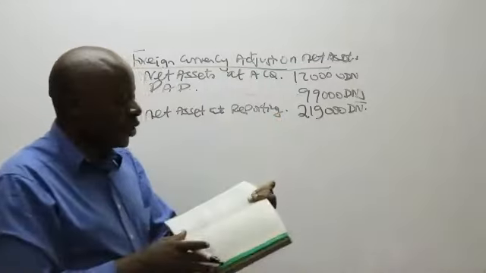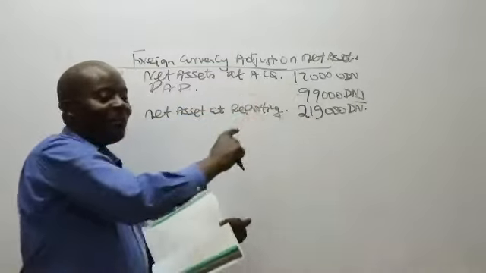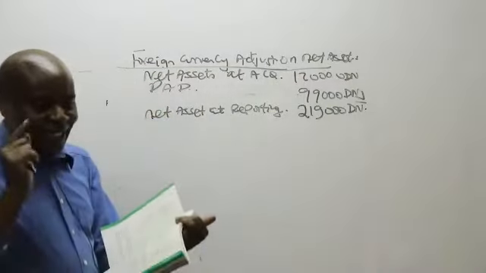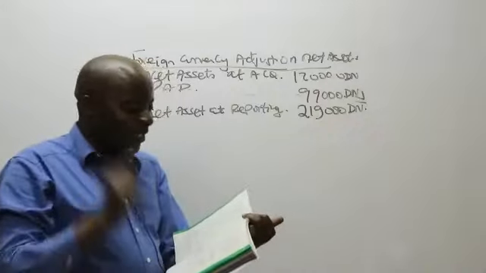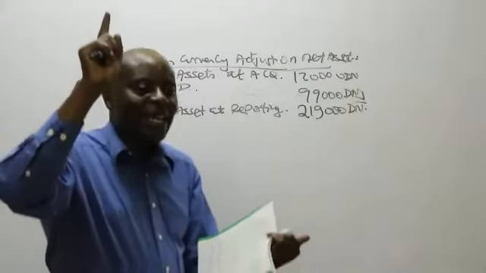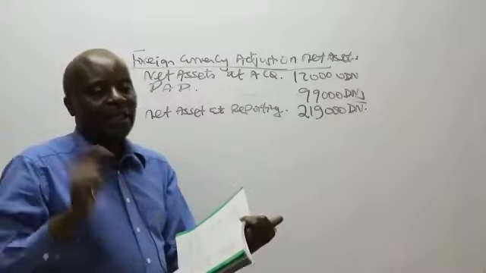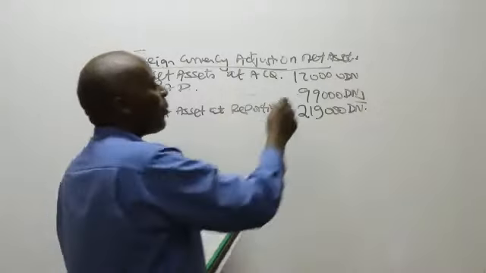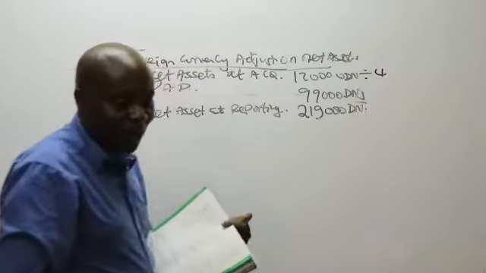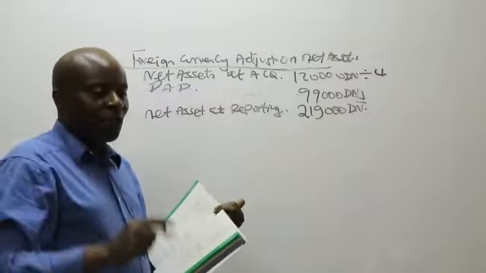So I would want a good student to tell me, for this net assets at acquisition, what do you think is the most appropriate exchange rate we should use? Very good. It is the exchange rate at acquisition, the starting rate, which you told me is 4. So here we divide by 4. Net assets, use the starting rate.